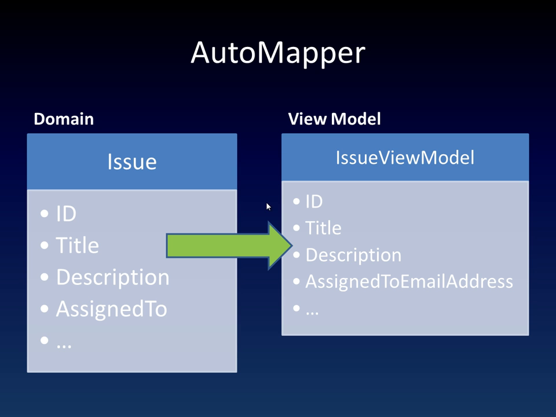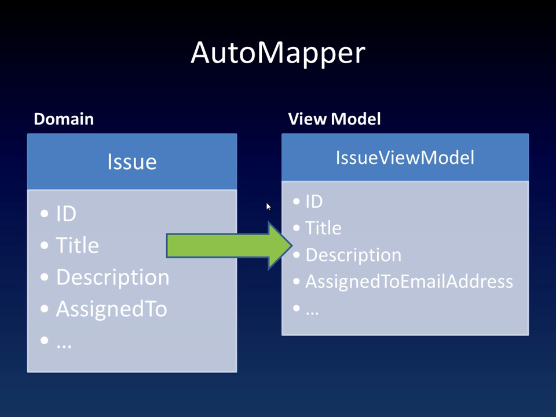So AutoMapper, that is the third library, the one that I've used on almost every MVC project I've ever done, and the two that I didn't use it on, in hindsight, I wish I had. So AutoMapper is a great tool. If you're doing MVC stuff, definitely check it out. What AutoMapper does is conventionally copy from one type to another.